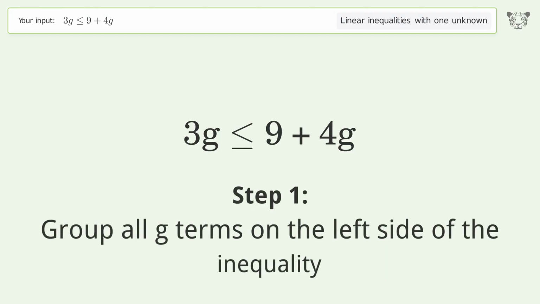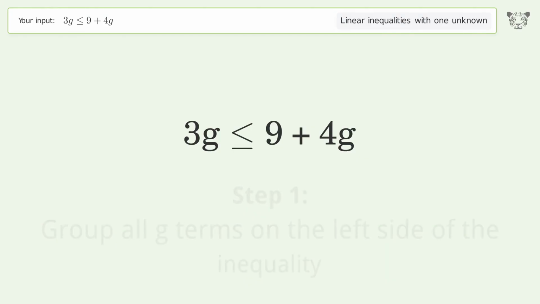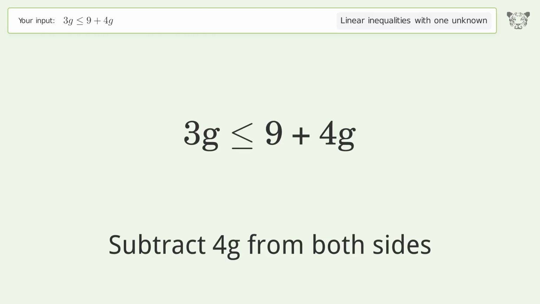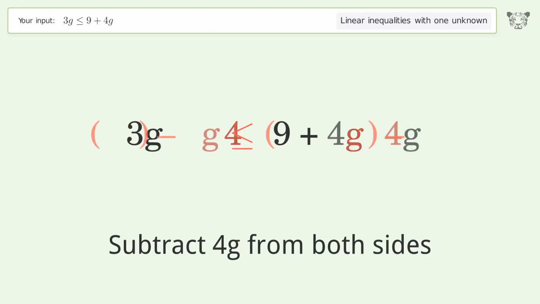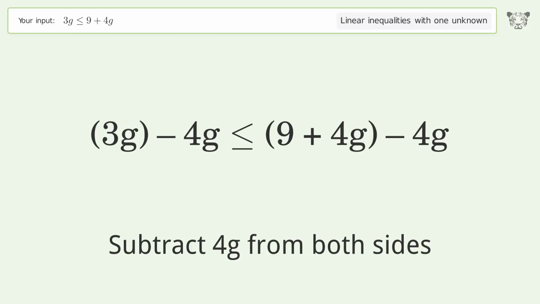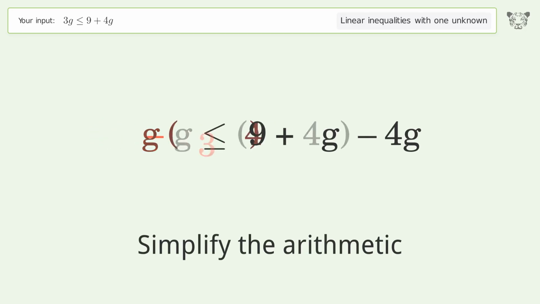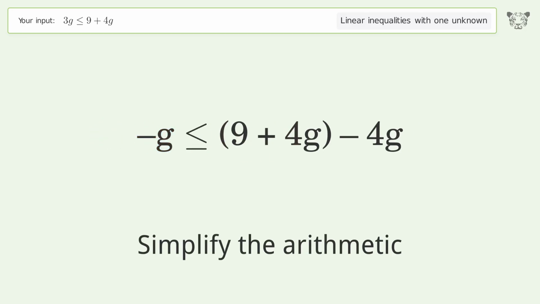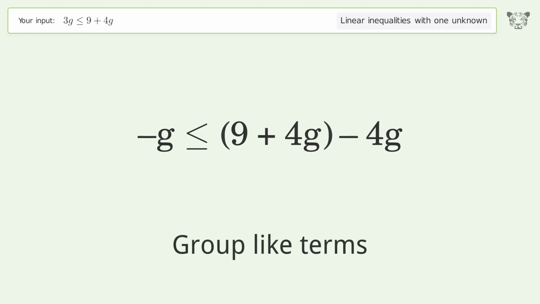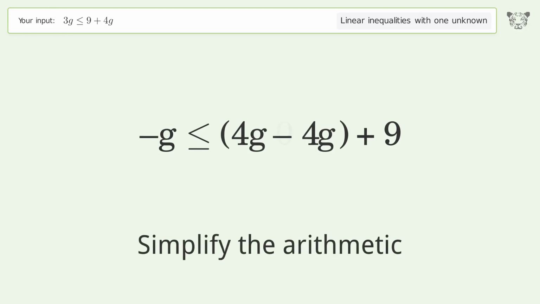Group all g terms on the left side of the inequality. Subtract 4g from both sides. Simplify the arithmetic. Group like terms. Simplify the arithmetic.